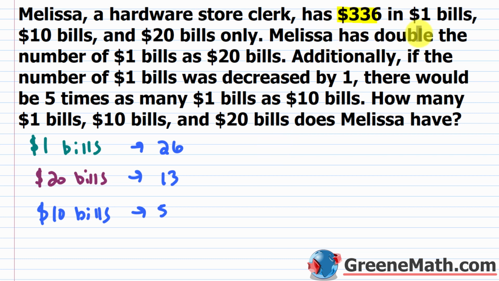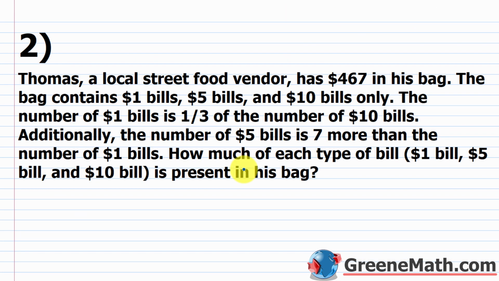It says Melissa has double the number of $1 bills as $20 bills. Well, yeah, she has 26 $1 bills, and that is double 13, the number of $20 bills. Additionally, it says if the number of $1 bills was decreased by 1, so that means you would have 25, there would be 5 times as many $1 bills as $10 bills. Yes, 5, the number of $10 bills, times 5 is 25. Again, that's found by decreasing this number of $1 bills by 1. So this is our correct solution. Everything checks out. We would have 26 $1 bills, we would have 13 $20 bills, and we would have 5 $10 bills. All right, let's take a look at problem number 2.